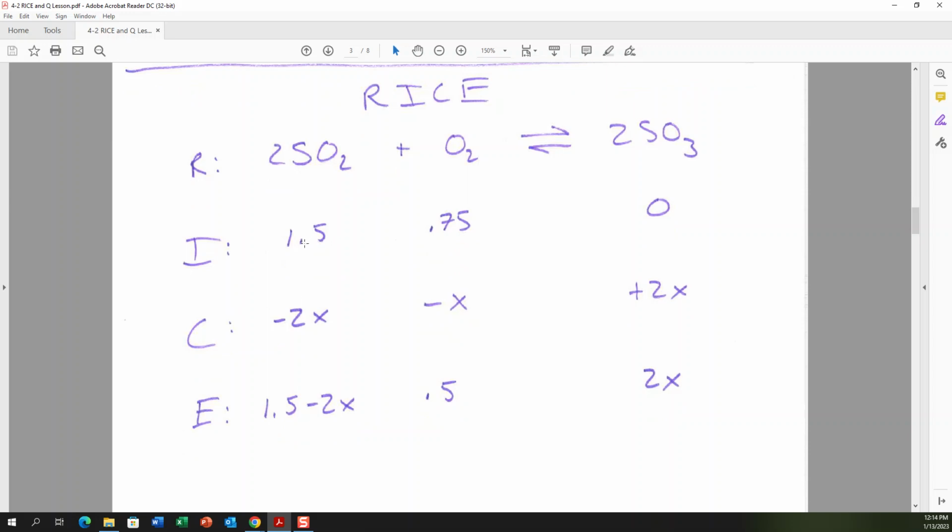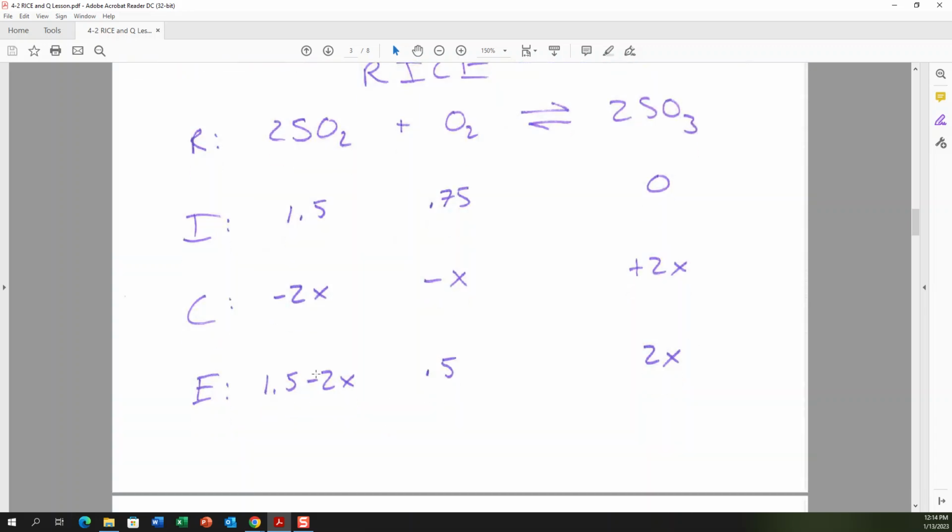So initially, I don't have any of my product. That's all I started with. Since I know I have 0 product, I know the reaction's shifting to the right to reach equilibrium. So that means I'm going to lose this stuff and I'm going to gain this stuff. So I know in my change, it's going to be minus on this side and plus on that side. All right. But remember, stoichiometry matters. So it's not minus X for the SO2, it's minus 2X. It's minus X for the oxygen because my coefficient's 1, and it would be plus 2X for the SO3, okay?